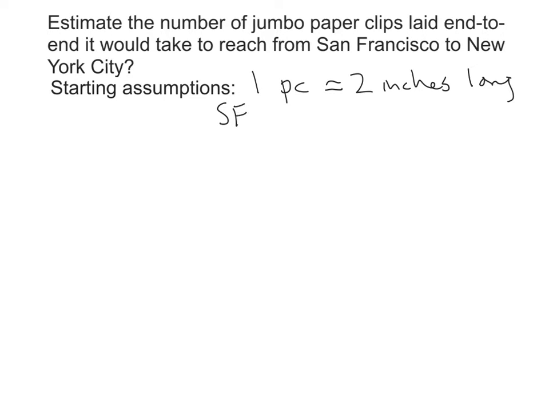We also need an assumption about how far it is from San Francisco to New York City. So we're going to say it's about 3,000 miles. This is based on the fact that it's roughly 3,000 miles across the country, give or take a little bit. Once again, this is not horribly far off. We know it's not 300 miles, because that'll barely get you to Nevada. And we also know it's not 30,000 miles, because that'll take you all the way around the world.